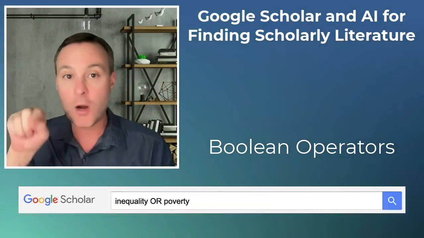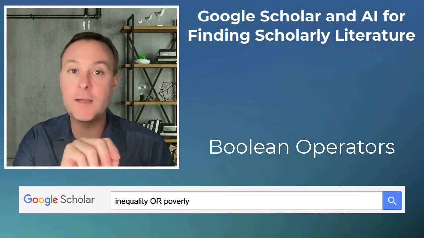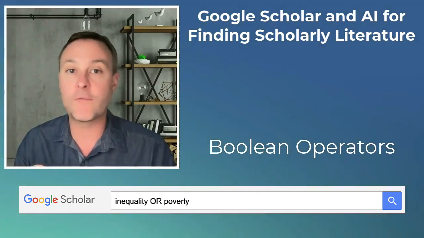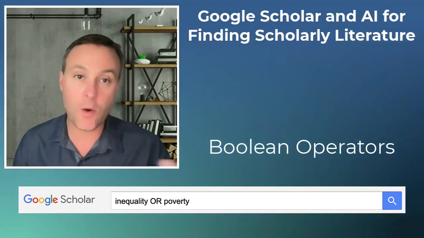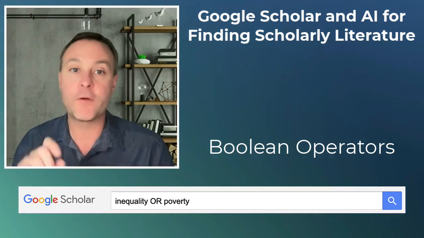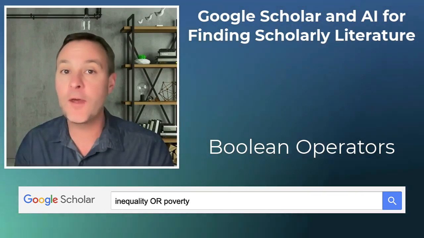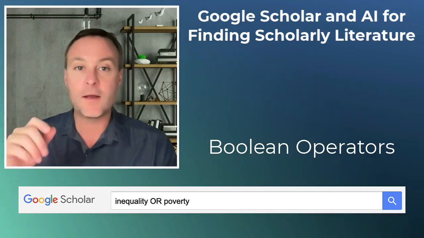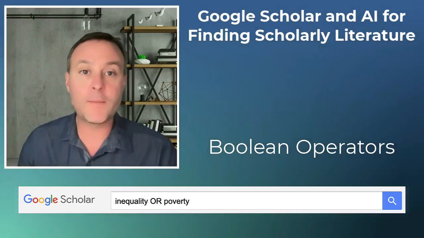You can use the OR operator. So maybe you type in inequality OR poverty, and then it will hunt for articles that mention either inequality or poverty. Of course, if you write AND, it would look for both, but it would do that anyway. You don't necessarily need to use the AND operator, but OR can be helpful.